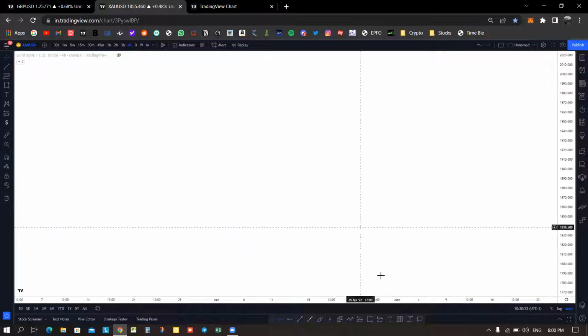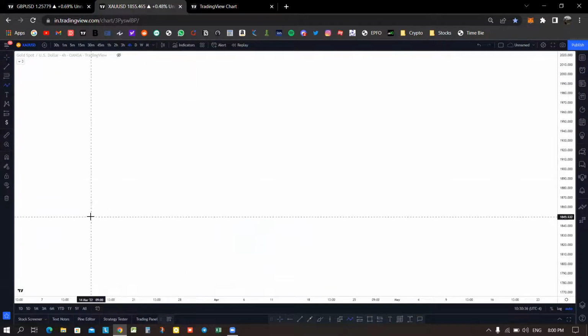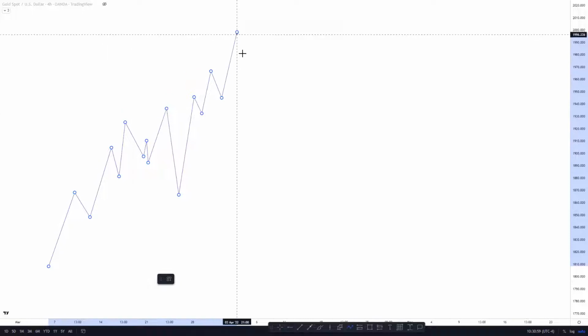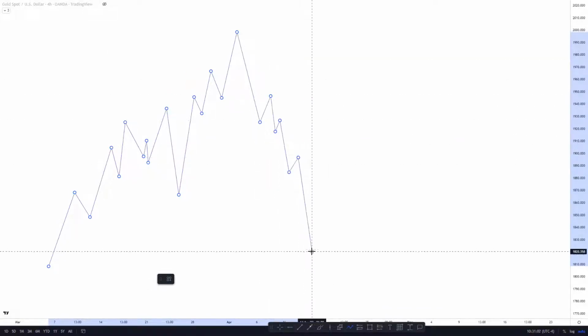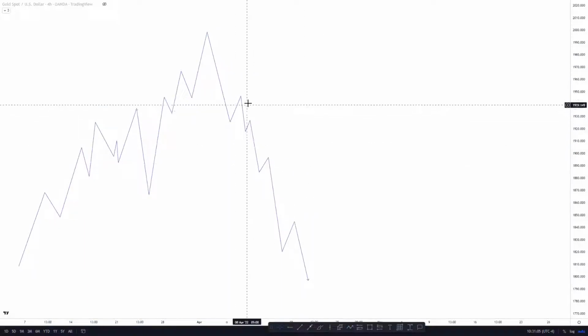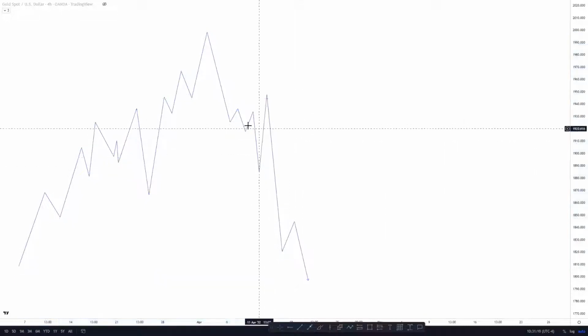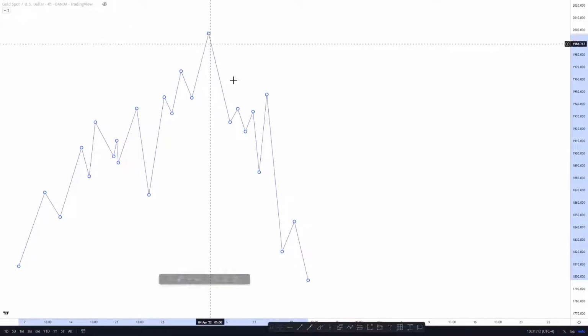So let me tell you what I do mainly. I wait for the market to create some kind of price cycle. Then I mark some sort of hidden base and decision point.